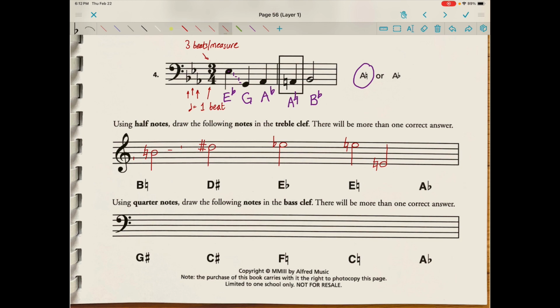And then we need an A flat. So we're going to just step up from this low E to an F, G, A. Here's our A. And we'll draw our little flat sign, which is our slanted little B.